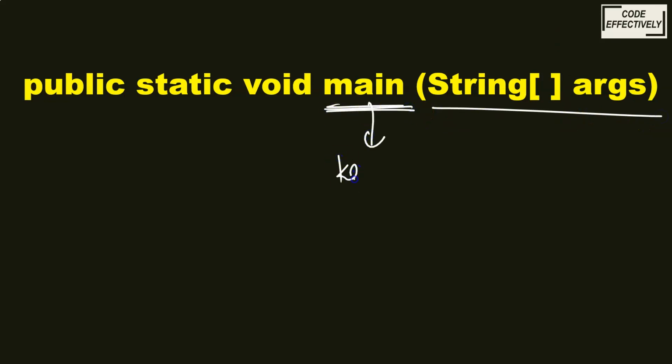Main is a keyword in Java. Okay, this is a keyword. This signifies from here our execution will start, or it will tell the JVM, hey, start the execution from main.